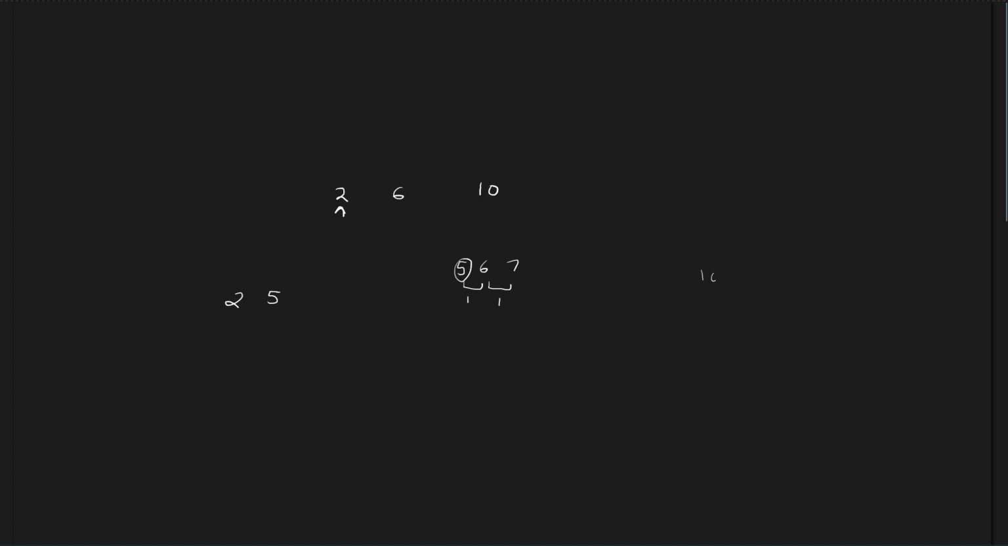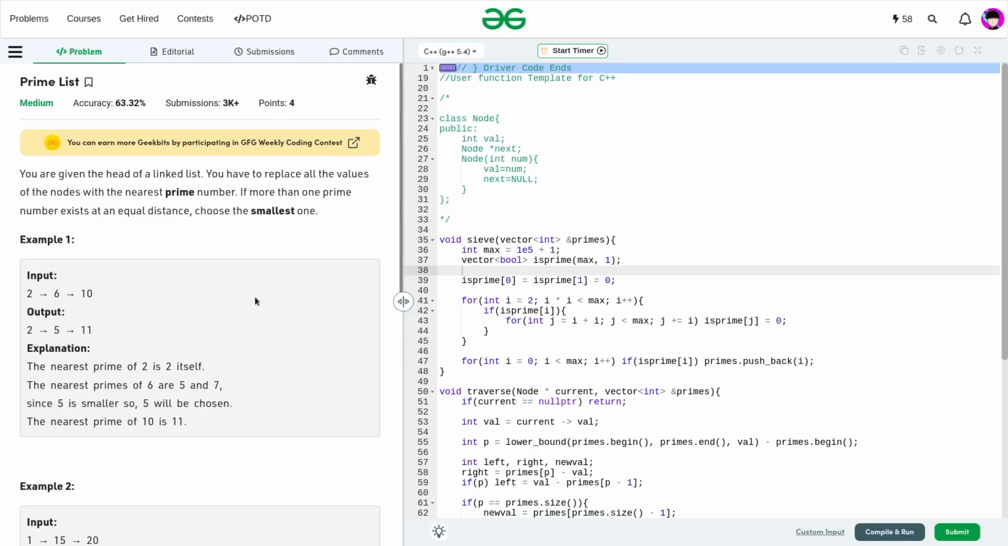Now as for 10, the last prime number was 7, then 8 is not a prime number, 9 is not a prime number, then 11 is a prime number. So 7 lies here, 11 lies here, the distance to 7 is 3 and the distance to 11 is 1. So obviously 1 is smaller, and I'll have to take 11 here. So my final linked list would be 2, 5 and 11, and I have to return the head of this linked list, right? So as you can see, 2, 5 and 11 is the answer.